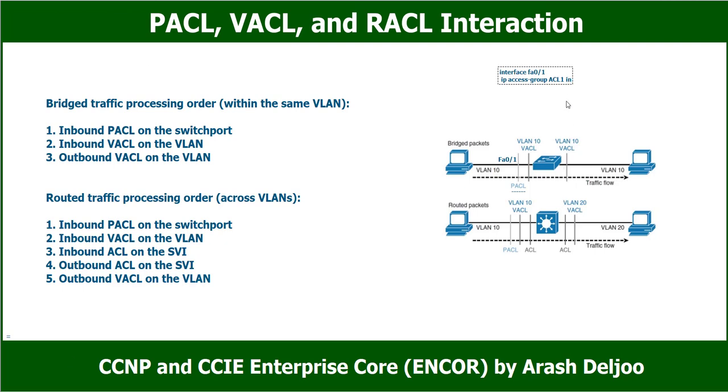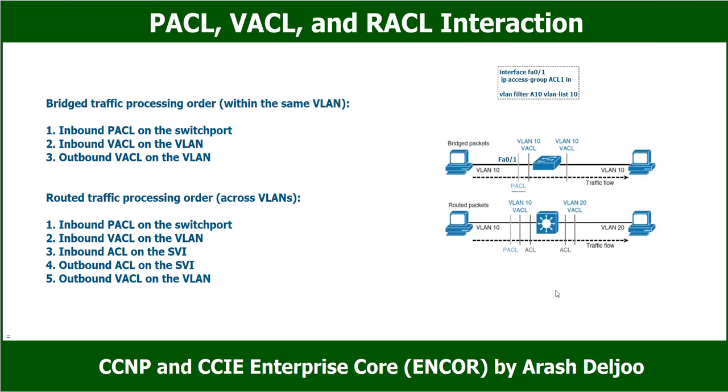And also we configured one VLAN access map. For example, the name of the VLAN access map is A10, access map 10, and with the command vlan filter A10 vlan-list 10, we applied the VLAN access map to VLAN 10. Actually, now we have VACL and PACL on this switch. What is the order of processing? This is the topic that I'm going to talk about.